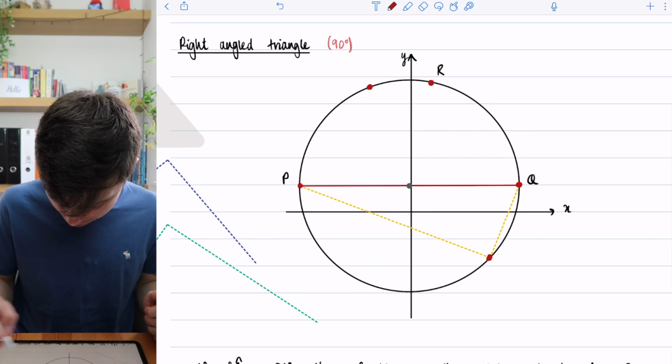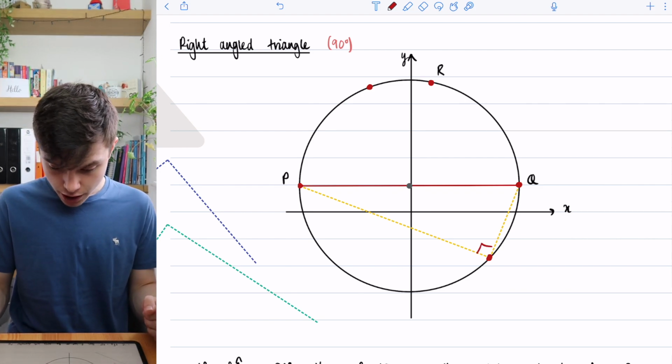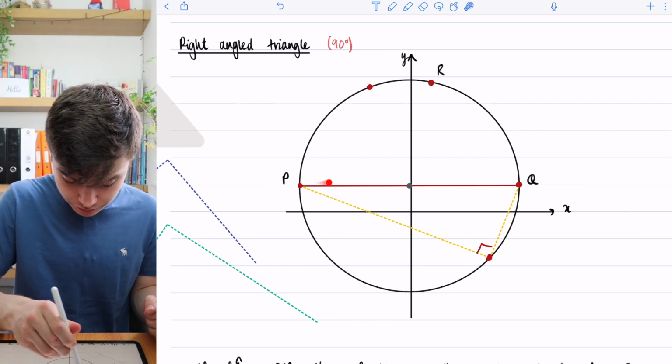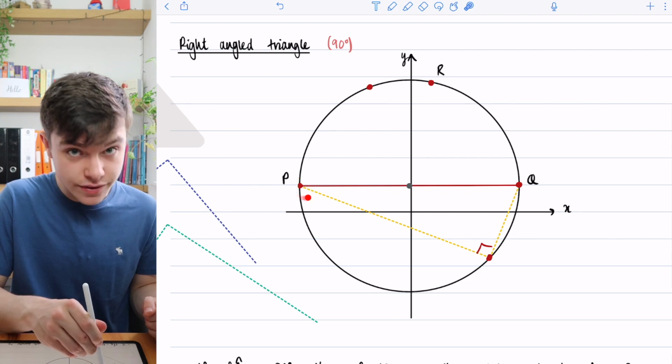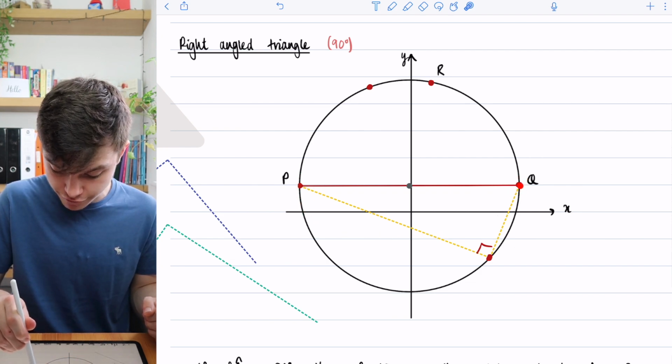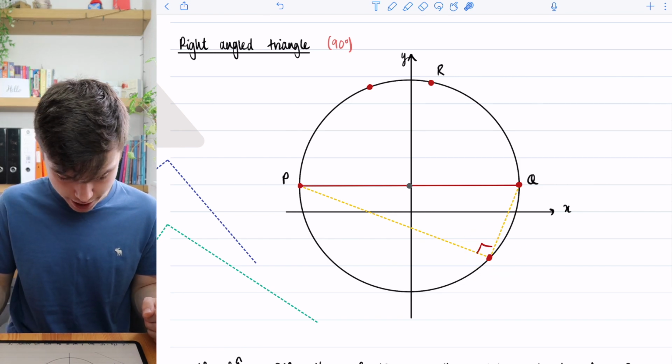This is our right angle. The right angle is there, okay? So if we have a diameter and we have a chord coming off from one end of the diameter and another chord coming off the other end of the diameter, they meet at a right angle, okay?